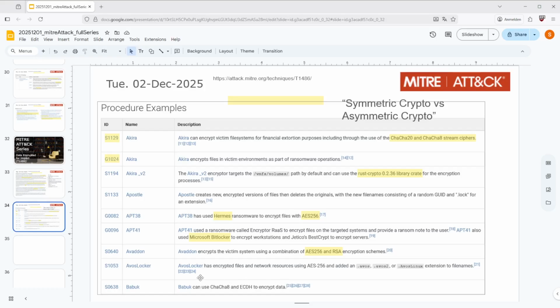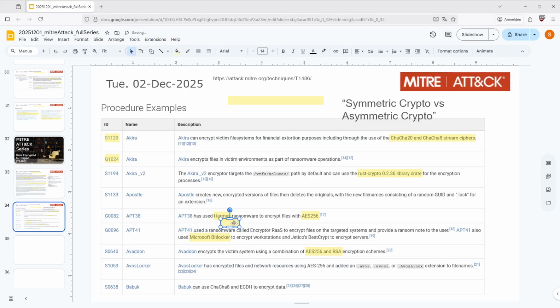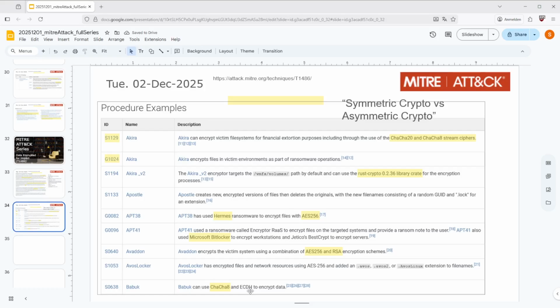Then we have Avos Locker, which encrypted files, networks, and resources, again on AWS, and then they added a dot and some name as an extension for the file names. Well, we have many more. And here, interesting is again ChaCha20. This appears to be commonly used by these people. So we might take a look. And here ECDH.